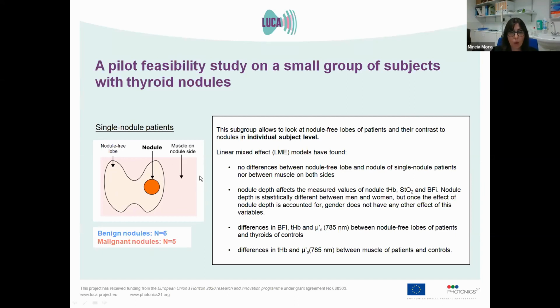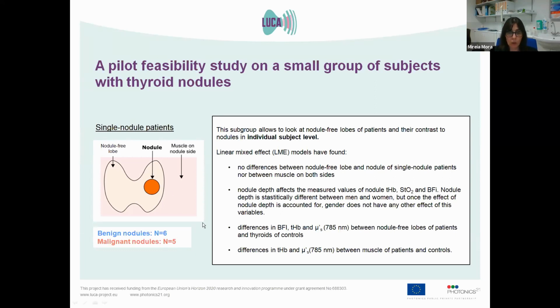muscle. However, we found that the nodule depth in relation to the skin and the adipose tissue, and also the muscle, affected the measurement of the total hemoglobin, oxygen saturation, and blood flow index. And this nodule depth was also associated with gender. But actually the gender was the effect of nodule depth. When the effect of nodule depth was accounted for, gender didn't have any other effect on the other variables.